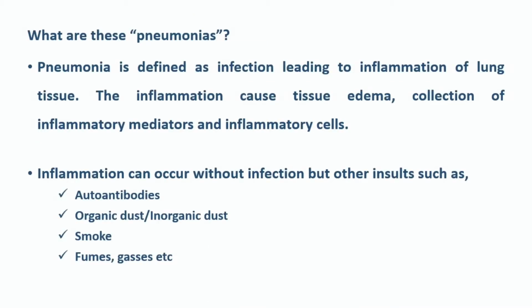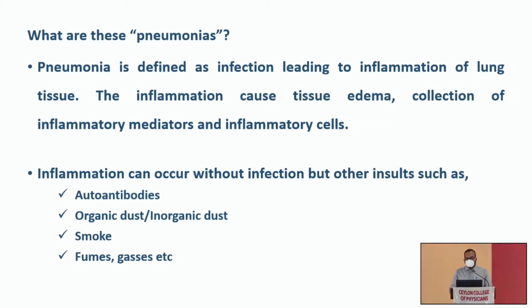Pneumonia is defined as an infection leading to inflammation of the lung tissue, and that inflammation causes tissue edema, collection and recruitment of inflammatory cells and inflammatory mediators, leading to problems. Not only infections, this inflammation can occur as a result of other insults such as autoantibodies, organic or inorganic dust, smoke, and various fumes and gases.